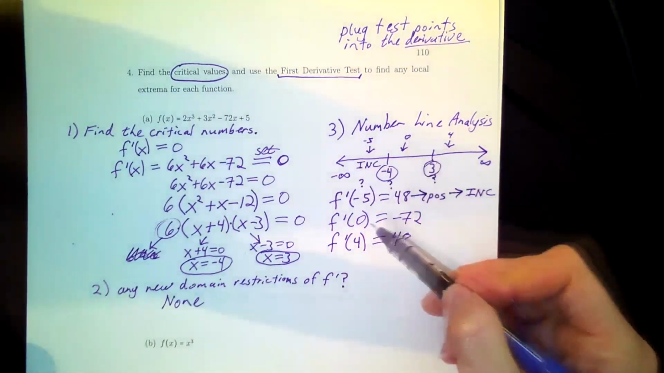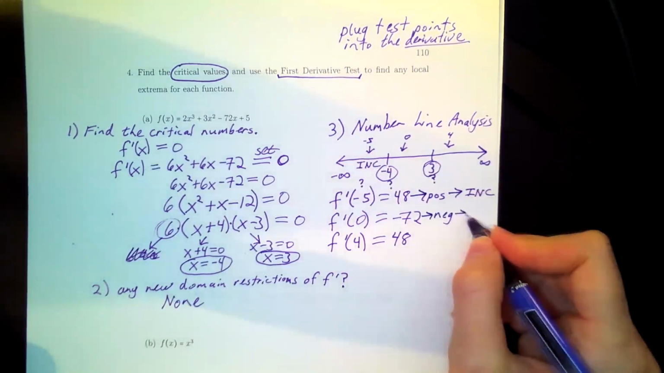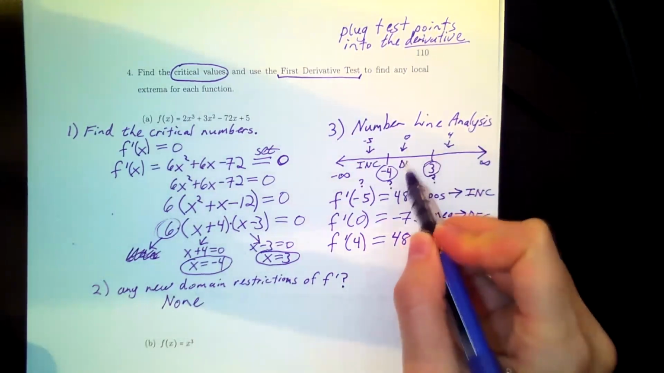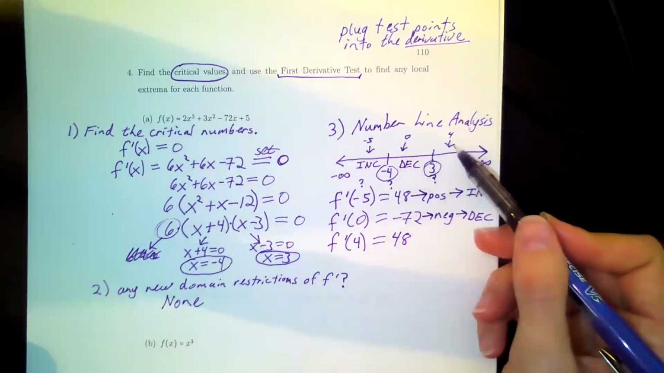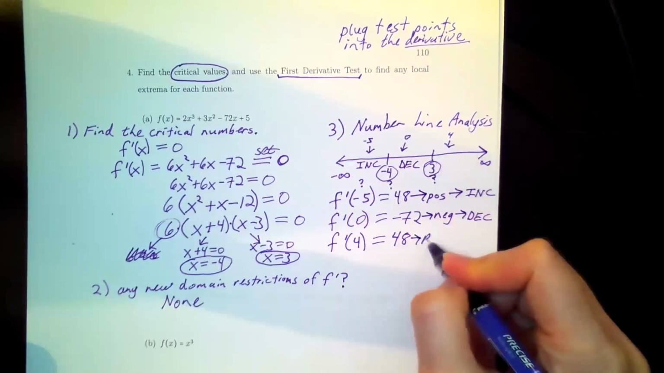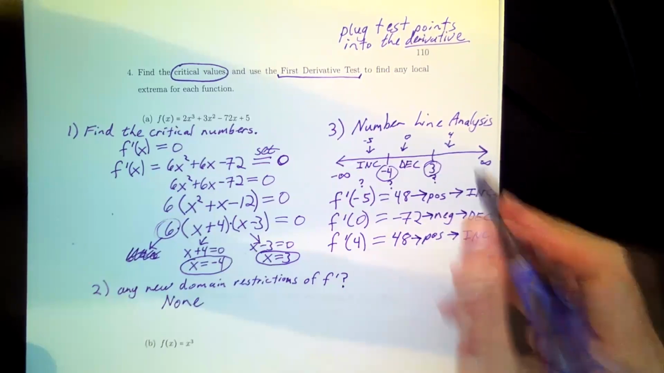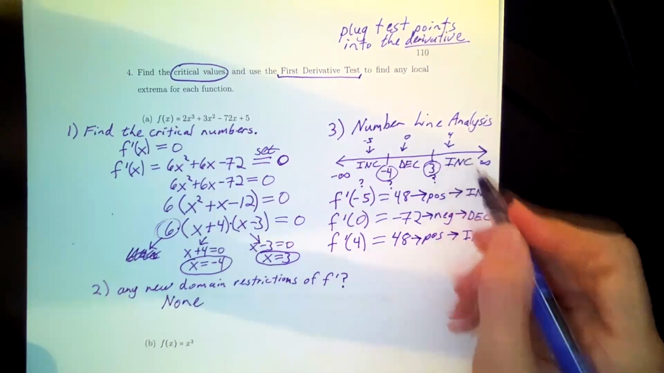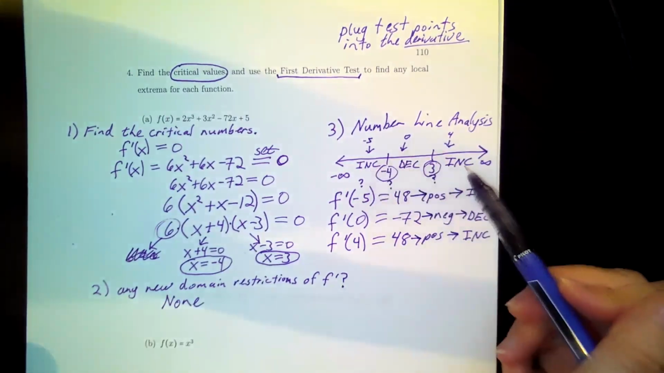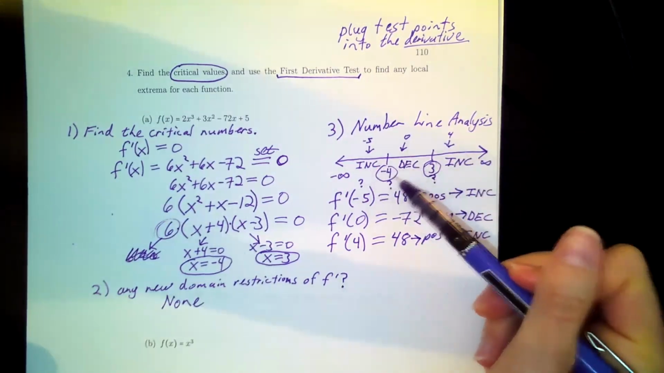For our x equals 0, they plugged that in and we got a negative value. So that means that my function is decreasing there. And then lastly, when they plugged in 4 into the derivative, they got a positive 48 value. That means my function is increasing there. So we know things about my function. It's increasing, then it switches to decreasing, then it switches to increasing. I can use that to inform myself what my function's doing at these points.